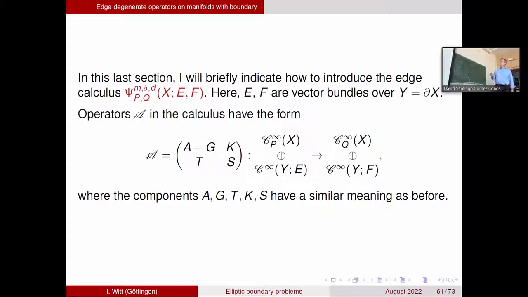So then we expect our operators in the calculus to be of the form A plus G, and as we had it before, T, K, S, and then they take smooth functions on X with algebras of type P, to smooth functions on X with algebras of type Q, and then you also have these boundary contributions. And the components A, G, T, K, S are similar. So that is what we expect. In here the type is seen in the G and in the T.